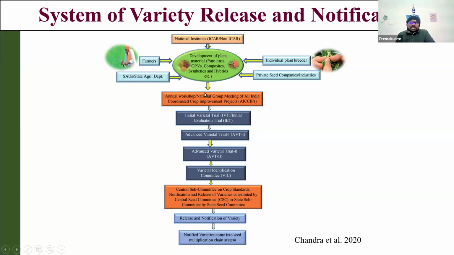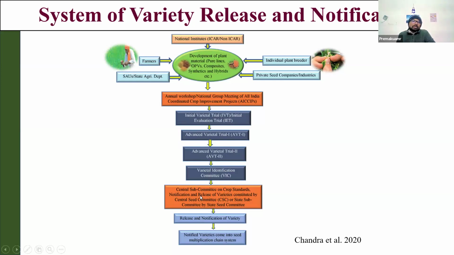Okay, then, first, in the All India Coordinated Project, you have to submit an application. Then you first have to do regional trials. After confirming the stational trial, you have to approach ASRP. Then they will conduct initial varietal trials, then advanced varietal trial one, then advanced varietal trial 2, then it will go for the varietal identification committee. Then it is evaluated further by the central subcommittee on crop standards and notification and release of varieties.